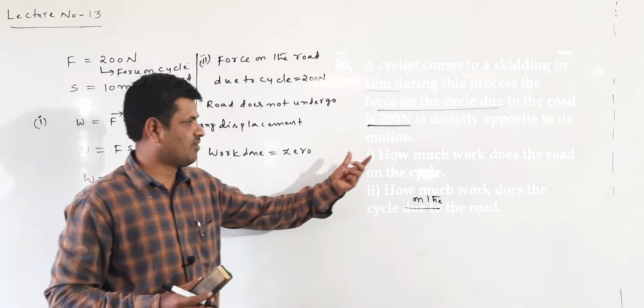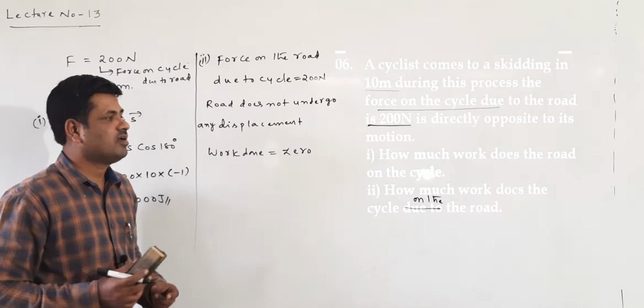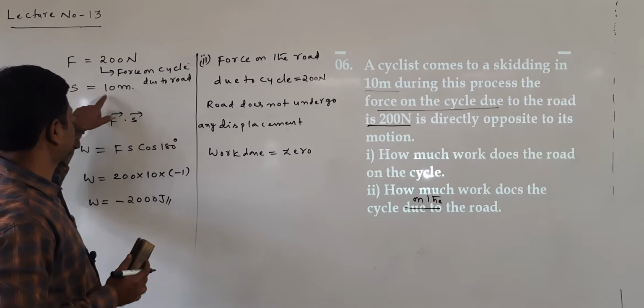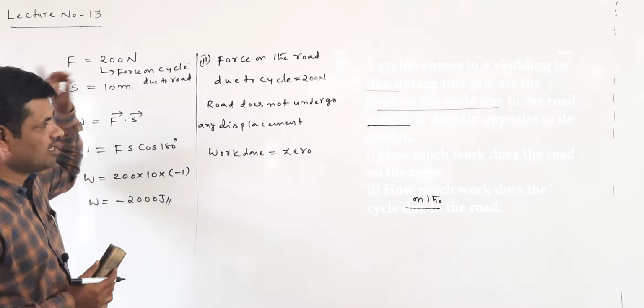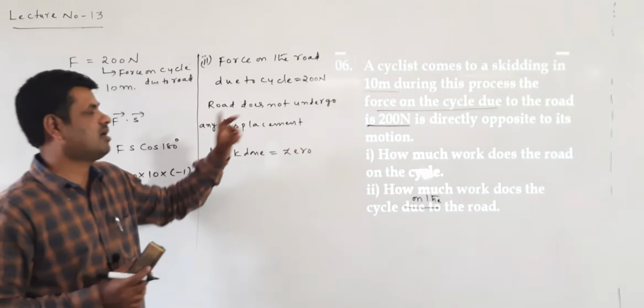But in the first case work done is there, because the cycle undergoes displacement of 10 meters. Here the road does not undergo any displacement, that is the reason work done is equal to 0. Right, this was question number 6. Next, we will go to question number 7.